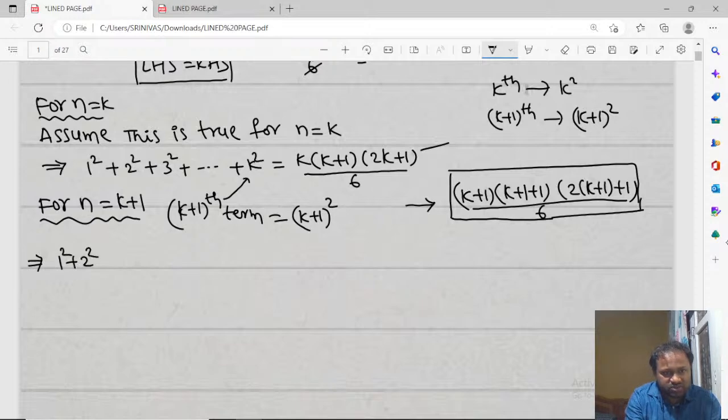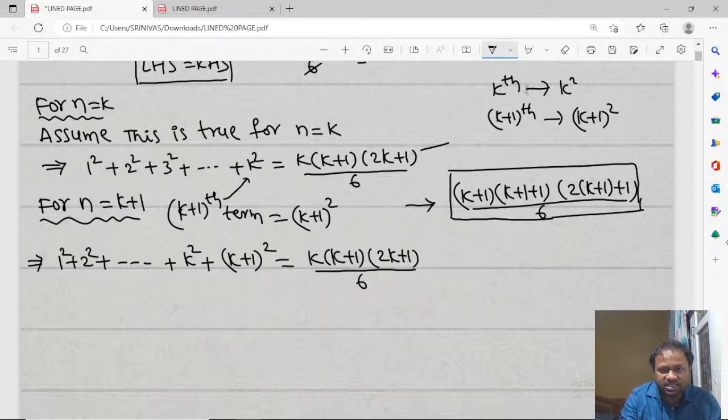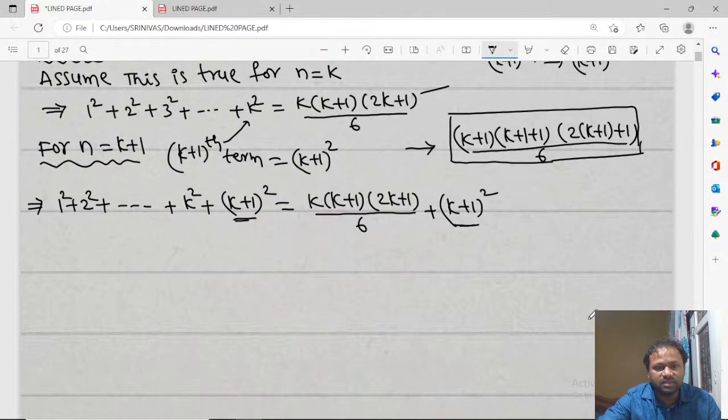1 square plus 2 square plus and so on plus k square plus (k plus 1) whole square is equal to k into (k plus 1) into (2k plus 1) divided by 6 plus (k plus 1) whole square. I added (k plus 1) whole square on both sides. Now let us simplify this. By simplifying this, we need to get this answer. So how to simplify?